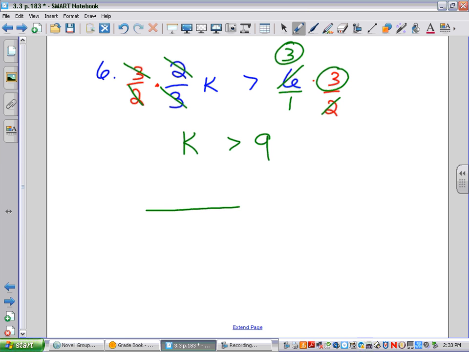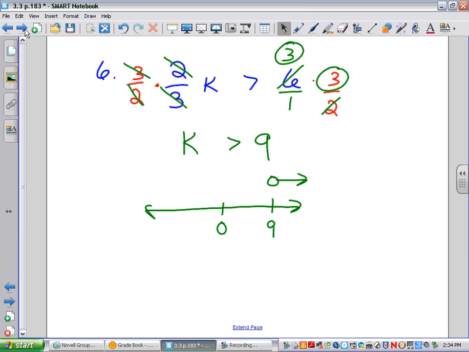The graphing part, straight line, 2 arrows, 0, 9. Open circle, it's not underlined, to the right because it's greater than. There's number 6. I'm done.